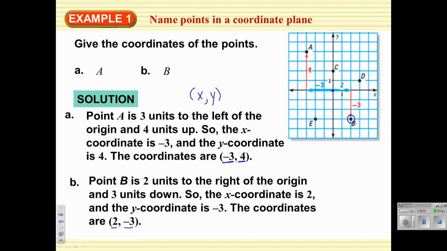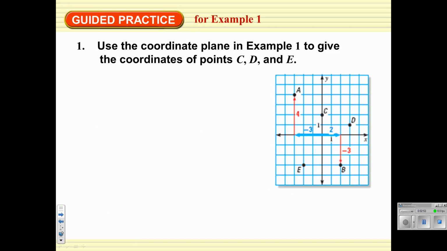So we're going to do some guided practice. Most of the guided practice you will do after the video. Like when we do the video at home, you will do this in class, but we're going to do these 3 right here real quickly. So we're going to give the coordinates for point C, D, and E. So point C, if you go to the origin, you don't go left or right, so your x-coordinate would just be 0. So our x-coordinate would be 0, and we're going up 2, so that's a positive 2 for the y.